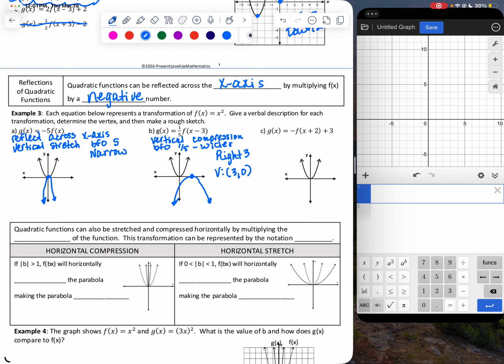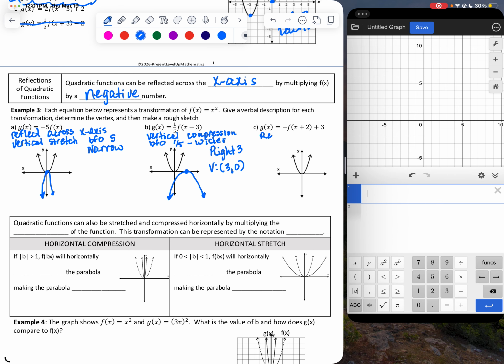All right, problem C. We have negative of f of x plus 2, plus 3. So the negative means we're going to reflect across the x-axis. Now, for the f of x plus 2, because the x plus 2 is in parentheses, that means we'll go left 2. And then the 3 is on the outside of the parentheses, and it's positive, so we'll go up 3.